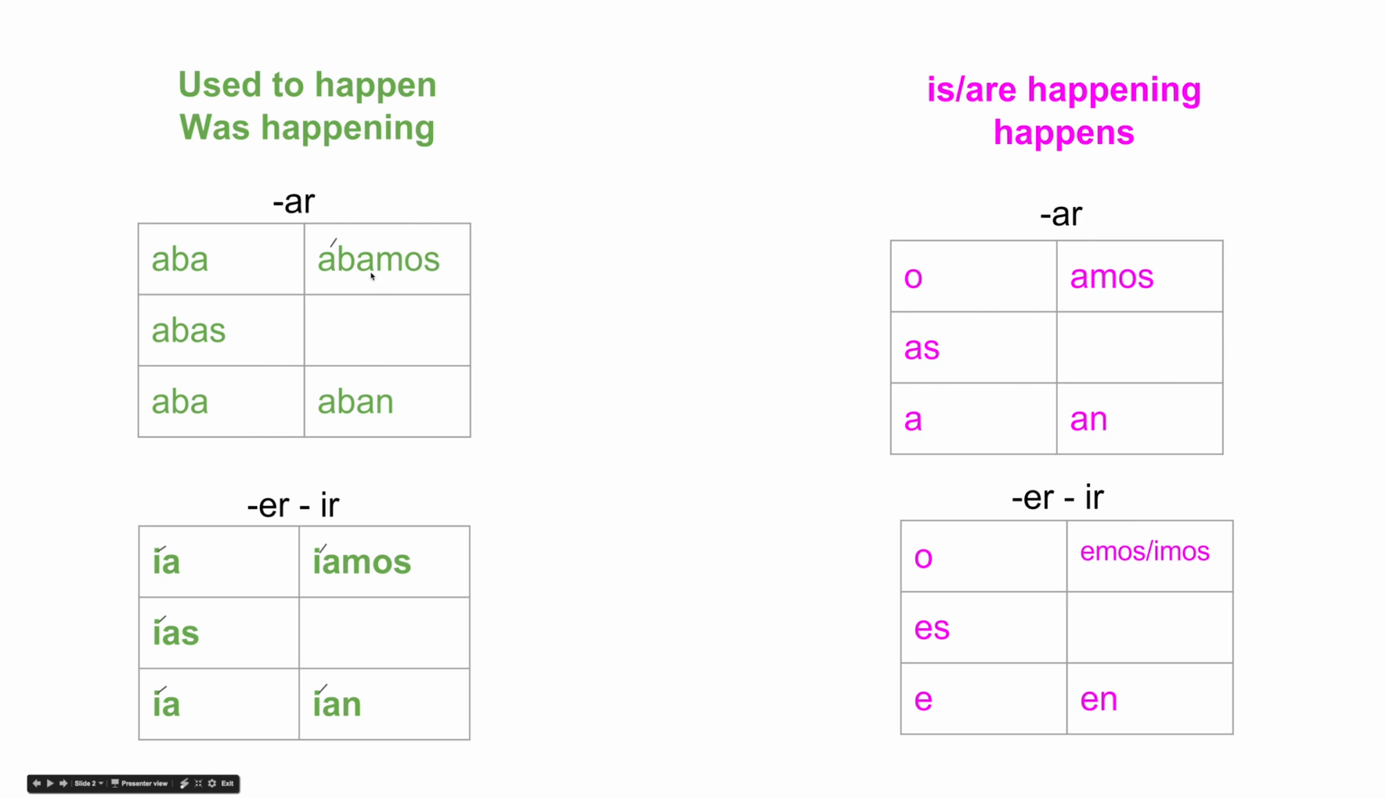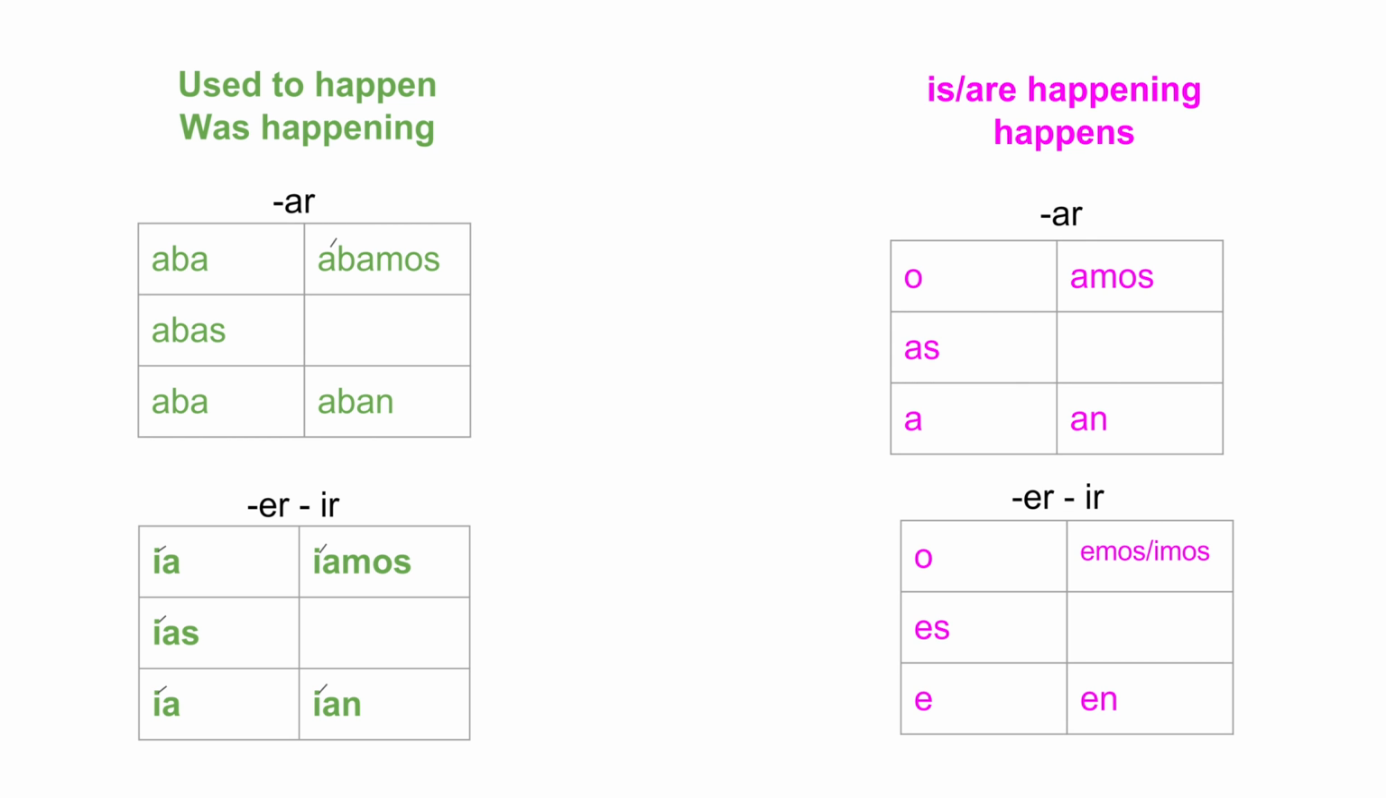It's very important. Abamos has an accent here. If I don't put that accent, that is pronounced abamos. We want abamos. Okay? So if I need to express that an action used to happen, was happening, I'm going to go to the green. And if you get used to seeing this in green and these in green, it's going to help you remember what set of endings you need to use.